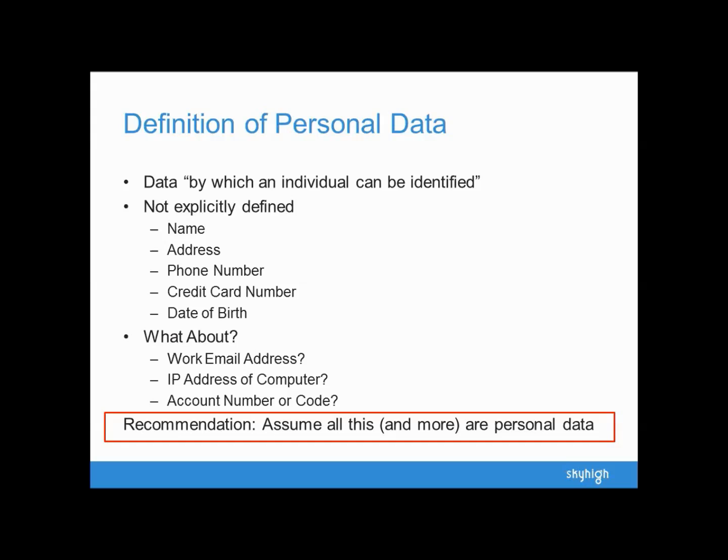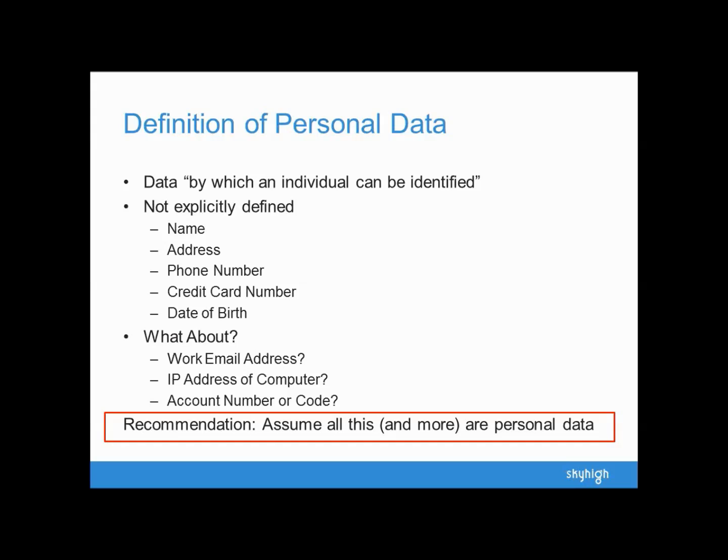Let's just go back again and this time look at what is personal data? What is it that I have to keep safe and secure? Well, I think we can probably all agree on some items that are personal data, such as name, address, phone number, your credit card number, your date of birth, but it isn't explicitly defined. There isn't a list of these are the things that are always considered personal data and these are the things that are not. So you might question, what about somebody's work email address? What about the IP address of the computer? That can identify the individual if they're working from home. What about your own internal account numbers or codes that you might have for that individual?